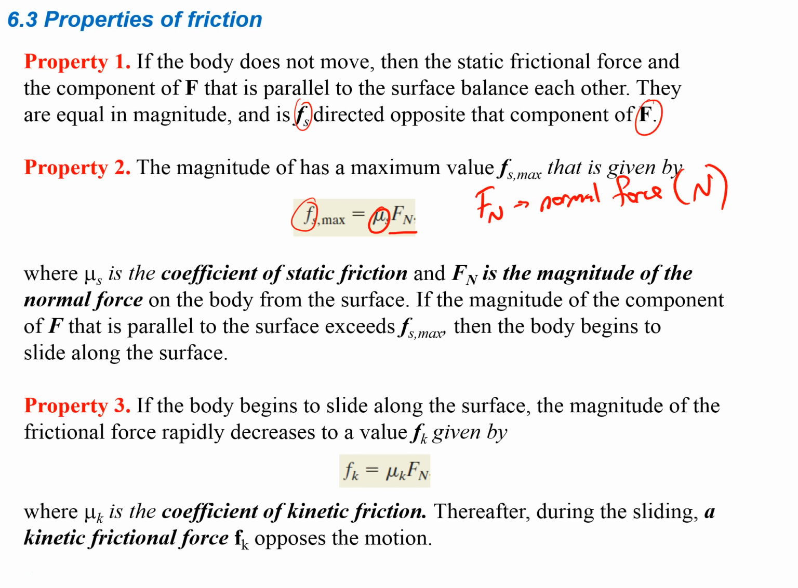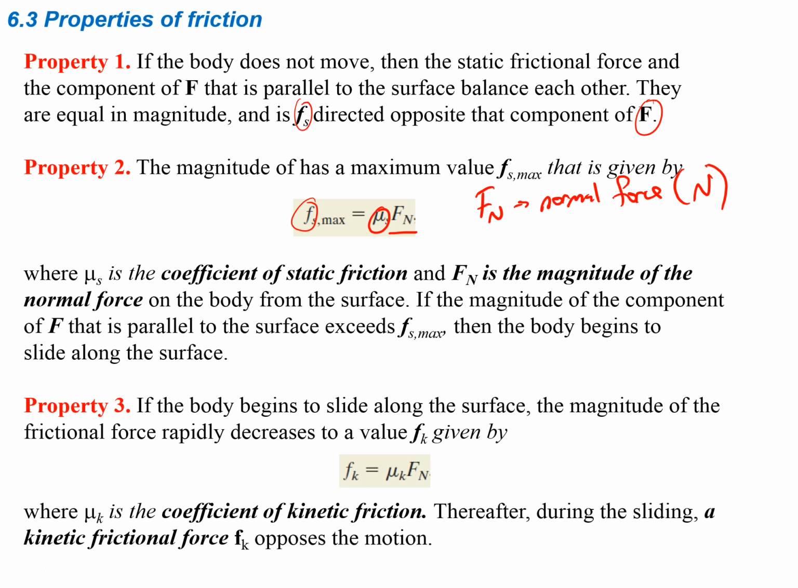So what is a coefficient of friction? Well, a coefficient of friction is basically saying how sticky something is. If you have a large coefficient of friction between two surfaces, there's going to be a lot of friction. If you have a low coefficient, there's not a lot of friction. If the magnitude of the component of your applied force that is parallel to the surface exceeds the maximum static friction force, then the body begins to slide along the surface.